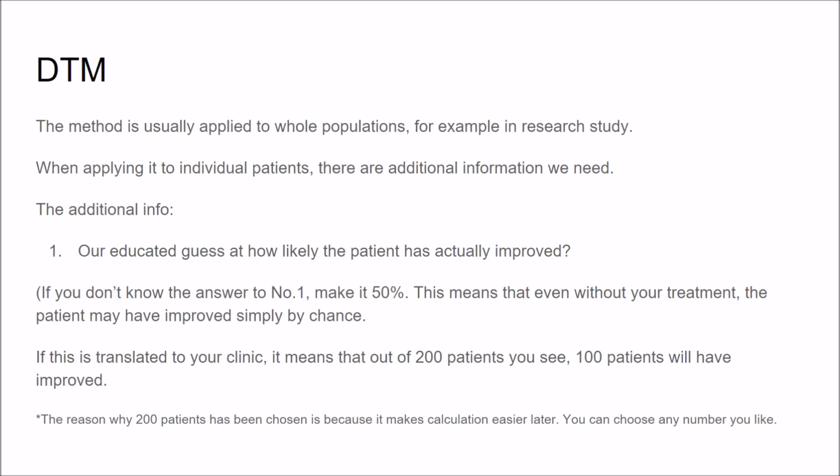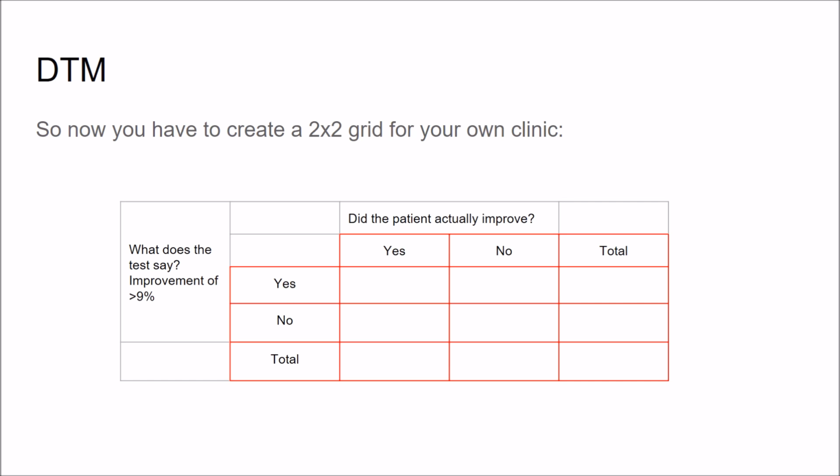But if by your own personal experience you feel that usually at this stage, the likelihood that the patient has improved is about 75%, then you can make this educated guess to be 75% instead. So now you have to create a 2x2 grid for your own clinic. In this case, we have simply copied over the grid that we did for the research and just put it here. It's exactly the same.